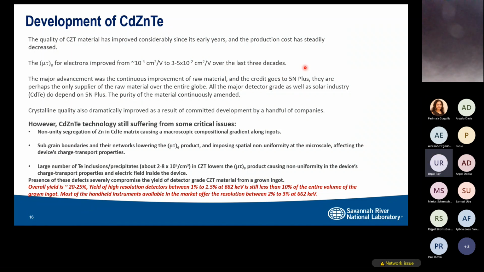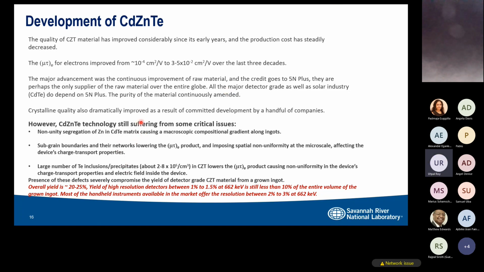So the main credit really goes to 5N Plus, because without good quality raw material, you cannot really improve any crystal growth. Even if you grow very high quality crystal, if your material has a lot of impurities, it does not really work for a good quality detector, even if the crystal quality is very high.